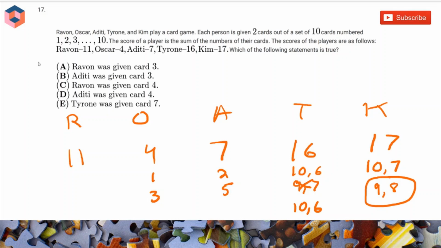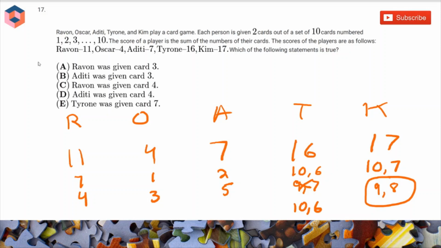And finally, what are the numbers we're left with? 7 and 4. And those add up to 11. So checking, 7 and 4 add up to 11. 1 plus 3 equals 4. 2 plus 5 equals 7. 10 plus 6 gives us 16. 9 plus 8, which gives us 17. So all of them work.